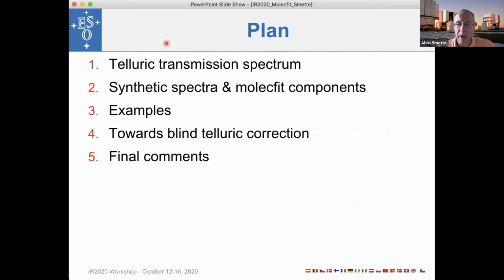So here's the plan of my talk. I will briefly describe the telluric transmission spectrum. I will see what is needed in synthetic spectra in order to be able to provide correct telluric absorption spectra, and the corresponding Molecfit components. I will give some examples. And then I would invite you to go and maybe we can aim at having a blind telluric correction in the future. And I will end by a few final comments.